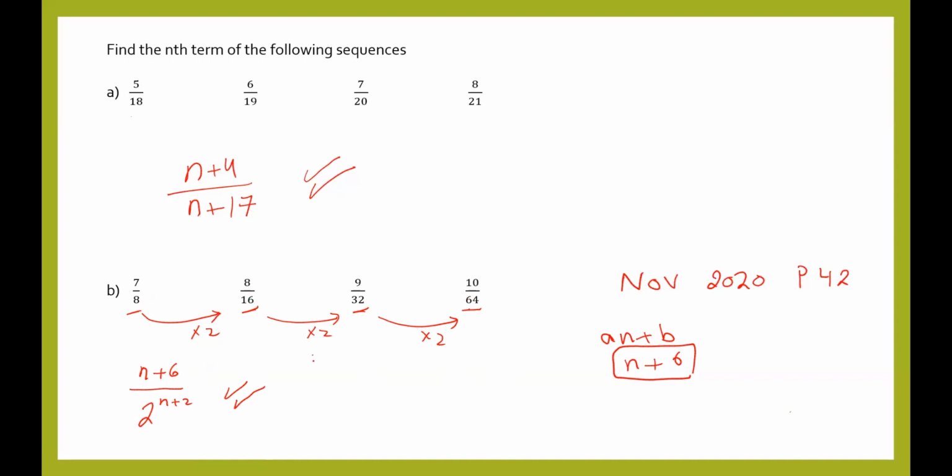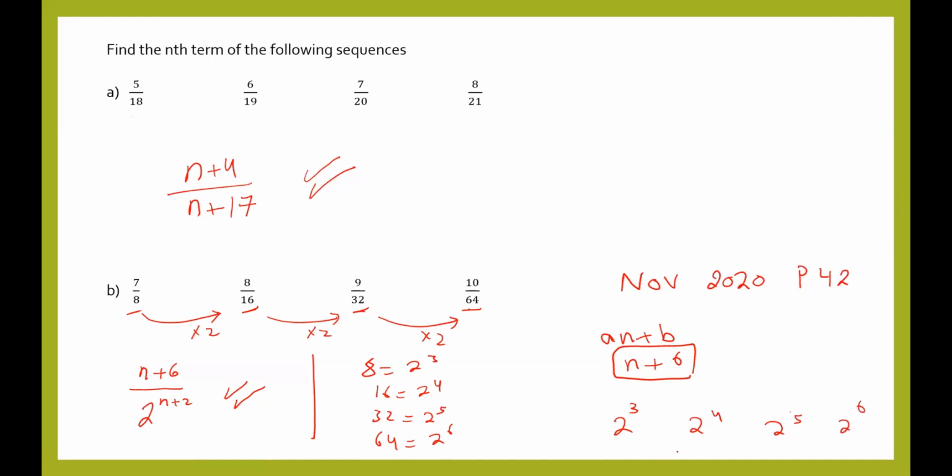This is another way to find the nth term of the denominator. If you notice here, 8, 16, 32, and 64 are all powers of 2. 8 can be written as 2 power 3, 16 can be written as 2 power 4, 32 can be written as 2 power 5, and 64 can be written as 2 power 6. So if you take them here, it's 2 power 3, 2 power 4, 2 power 5, 2 power 6.